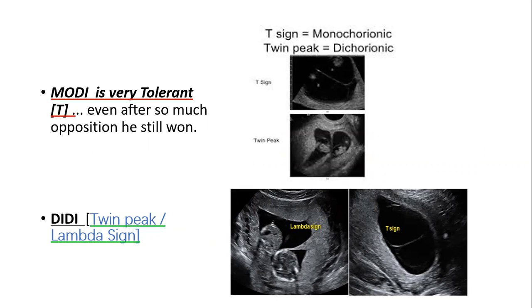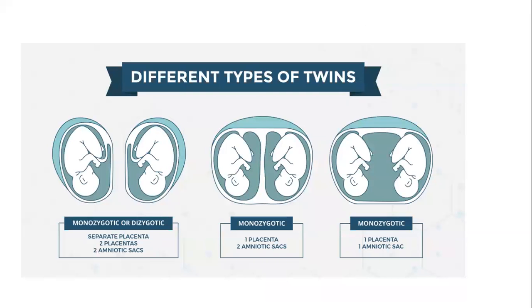And Didi means twin peak lambda sign, right? You see, Didi means it's like two terms, right? Twins, Didi. So twin peak and lambda sign, you can say it once again. Didi means twins, right? Like two similar words. So twin peak, lambda sign. Twin peak and lambda sign are the same terms, and Didi means two similar terms, so twins, Didi. So twin peak and lambda are seen in Didi, whereas Modi ji is very tolerant, he's not giving up his seat. So Modi, tolerant, T, so Modi is T, right?